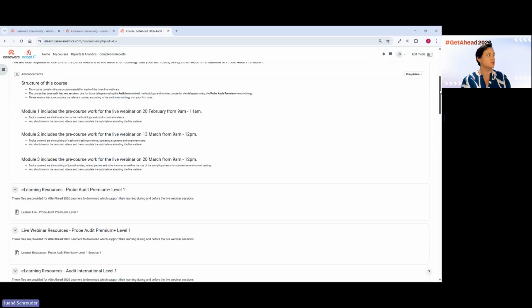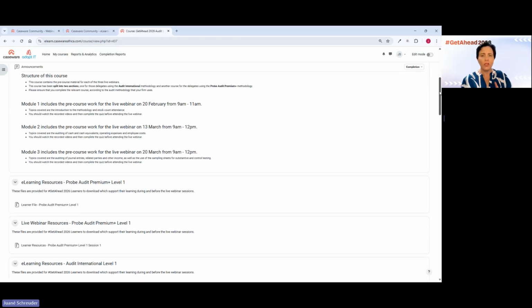So if I just scroll down a little bit, you'll notice there then that it explains there that there are 3 modules. Each module goes with each of the live sessions that we will have this year, and then has the pre-course work. So you can see module 1 was already the module for today's session. I will talk about whether you've done it or not, but don't worry about that at this point in time.